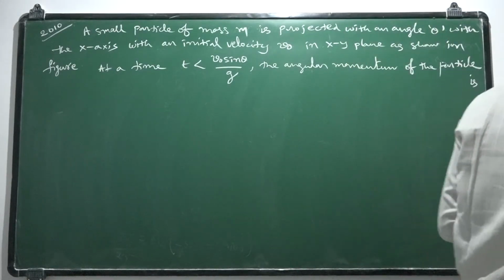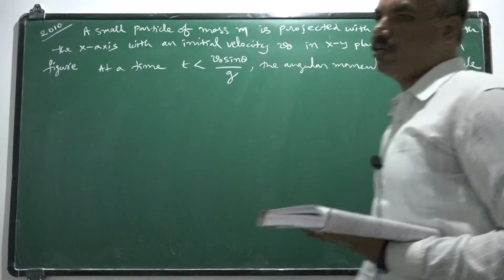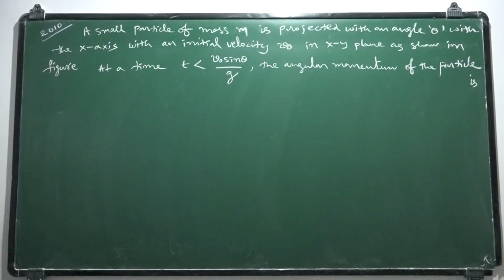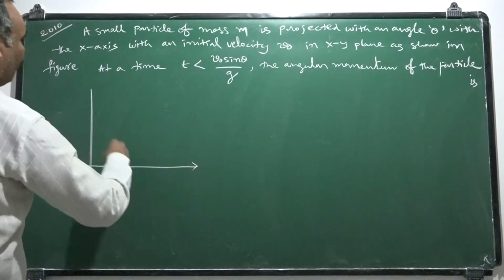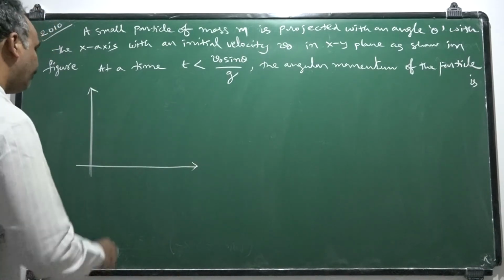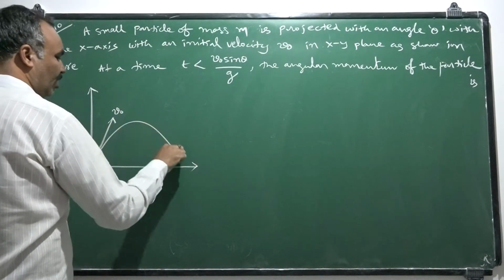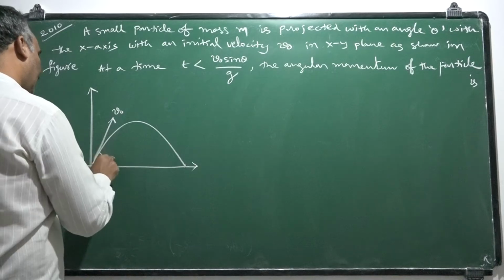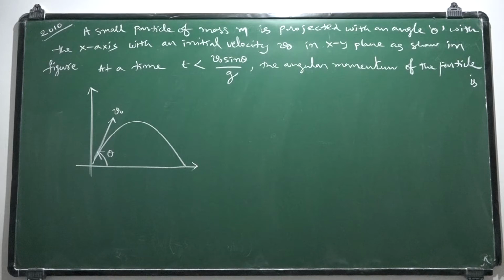They gave some options. I am not writing the options. Directly I am going to the solution part. First let me draw the figure representing the motion of the particle. We are asked to find angular momentum. In rotatory motion you might have seen the concept of angular momentum. It is projected with velocity v naught, so definitely it will follow a parabolic path. Angle of projection is theta, like this. So we have to go with the figure.